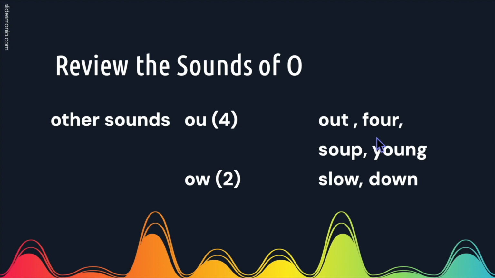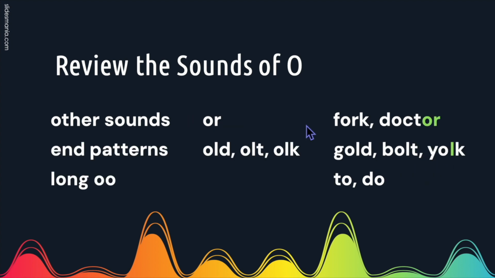It can also have a long O sound like in for, an oo sound like in soup, and a short U sound like in young. OR says or most of the time, like in words like fork. Sometimes, especially at the end of a word, our mouth gets a little lazy and it sounds more like er, like in doctor.